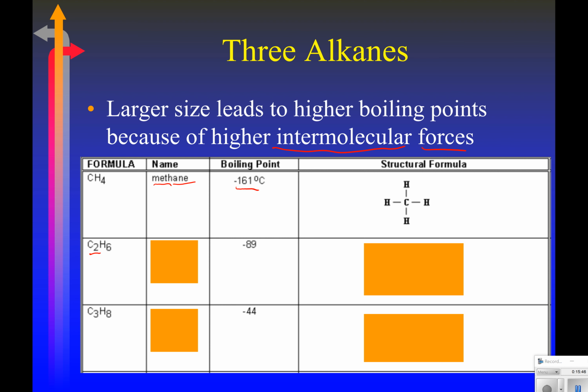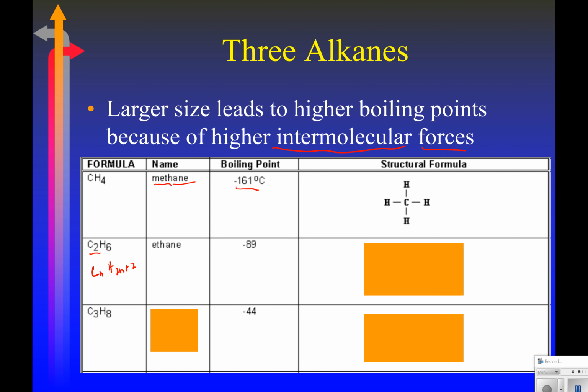C2H6 contains two carbons. This fits the CnH2n+2 general formula, meaning it's an alkane. Two carbons would be eth, so this is ethane. And now that we have two carbons, you can see the boiling point is getting less negative or more positive, so it's rising.